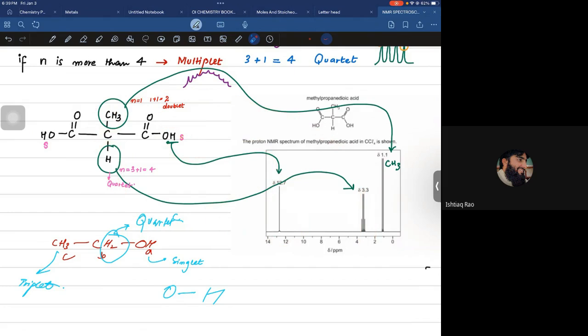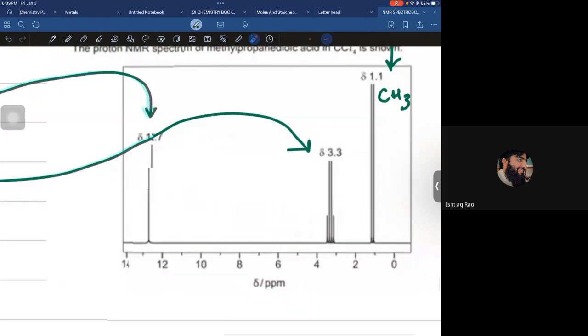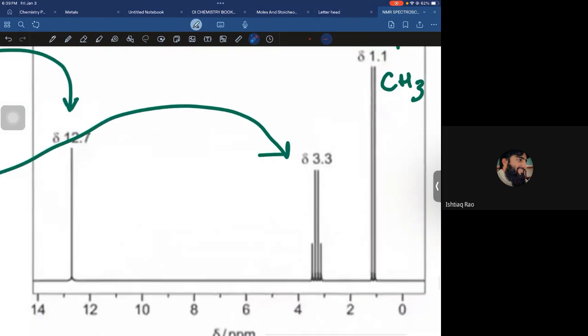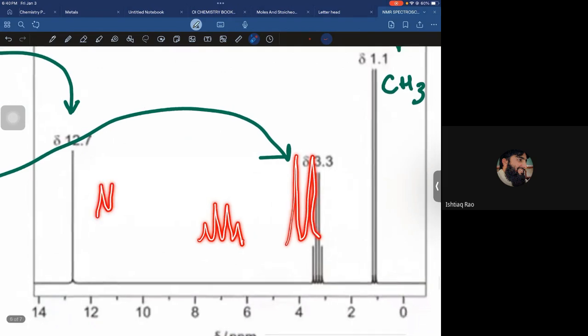Do you understand? You can see the doublet. I'm going to zoom it. It's a doublet. It's a quartet. It's a singlet. Singlet, doublet means this, 2 lines, and singlet means this. Basically, if you zoom it, it's not just like this, it's just like that. And it would be a triplet.